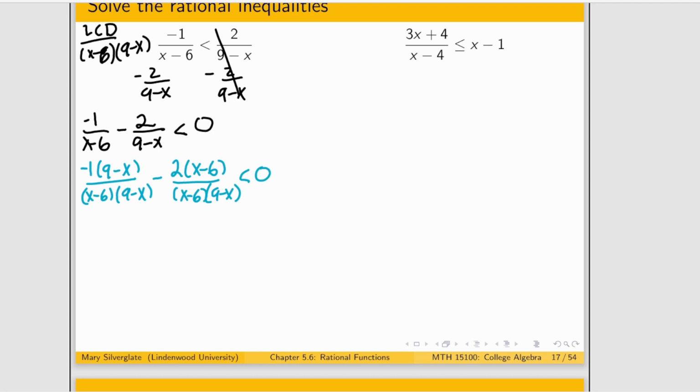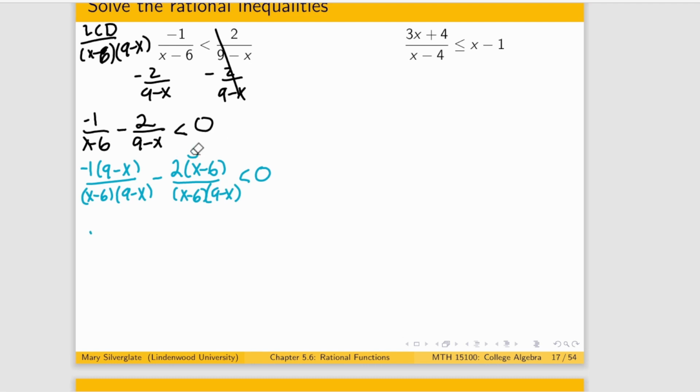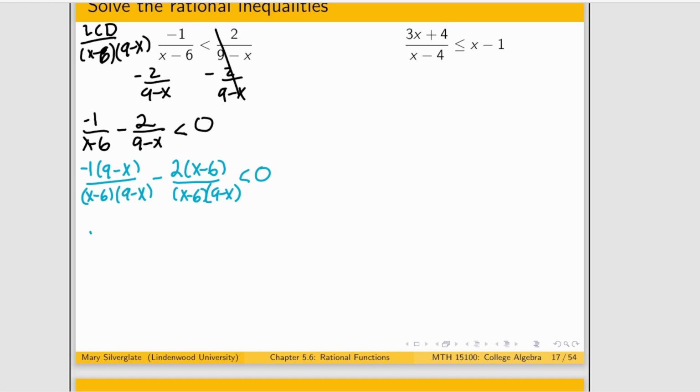Now I can go ahead and start to combine these because they have the same denominator. So in particular here, I'm going to distribute. Let's actually distribute the first one first. On the first fraction, I have a negative 1 times 9. That gets us negative 9. Negative 1 times x gets us positive x. For the second one, we have negative 2 times x, which gets us negative 2x. Negative 2 times 6 gets us positive 12. All over x minus 6 times 9 minus x, still all less than 0.